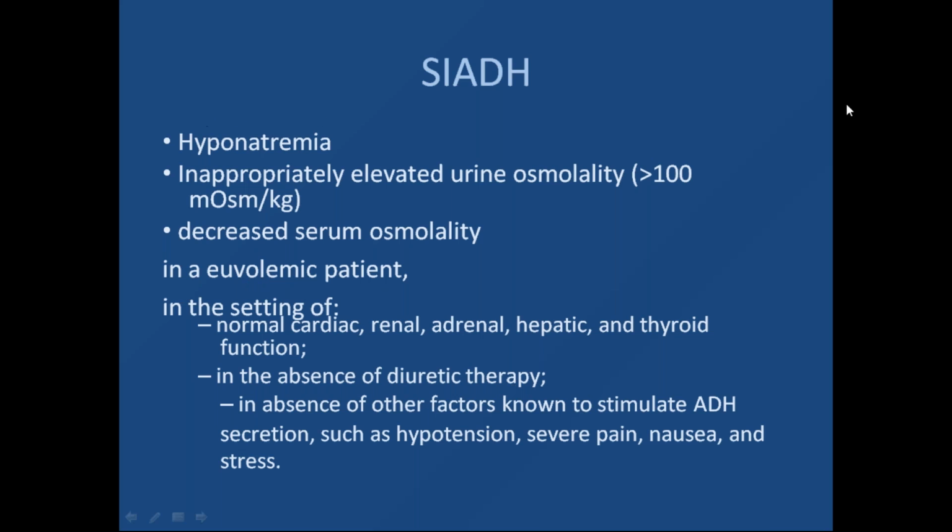So this is the actual definition of SIADH. There should be hyponatremia, inappropriately elevated urine osmolality, and decreased serum osmolality. These three criteria should be satisfied in a euvolemic patient. What is euvolemic? We have three types of volemia in the body: hypo, eu, and hyper.